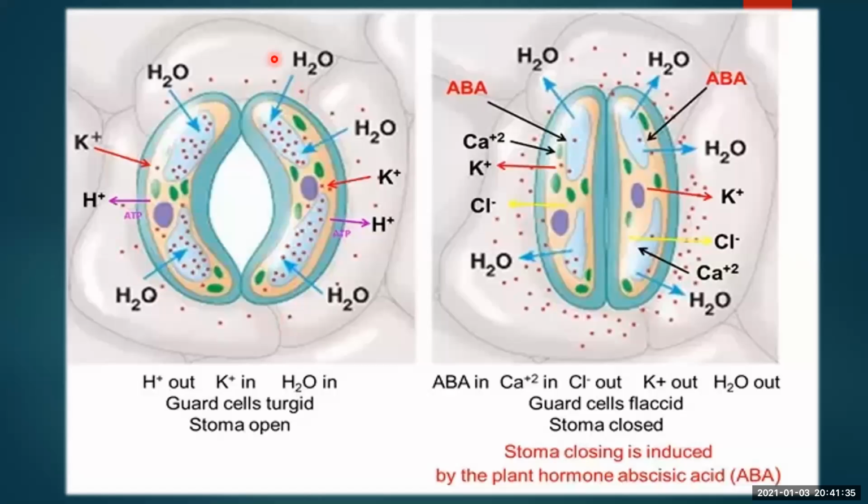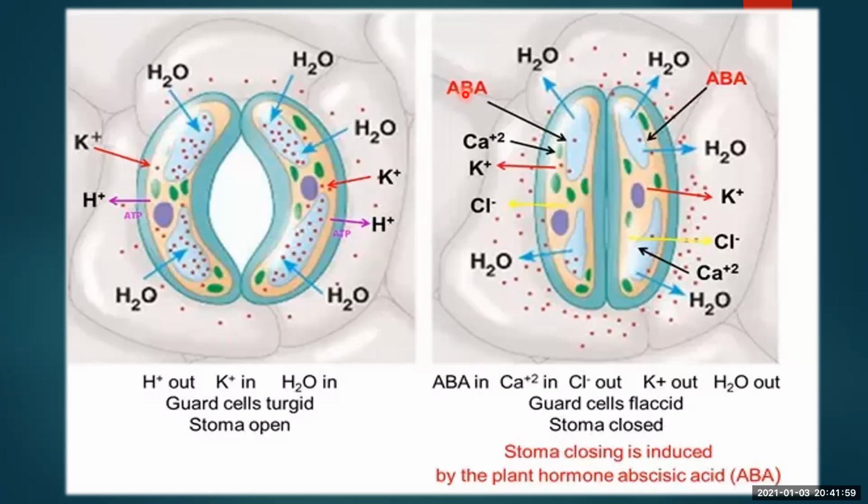So here they have shown you guard cells, right? In which the proton pumps are actively transporting out hydrogen, right? Potassium channels are open, potassium is coming in, and this is causing the water to come in, causing the guard cells to become turgid, right? And the stoma to open. Now this is happening in the presence of ABA, right?